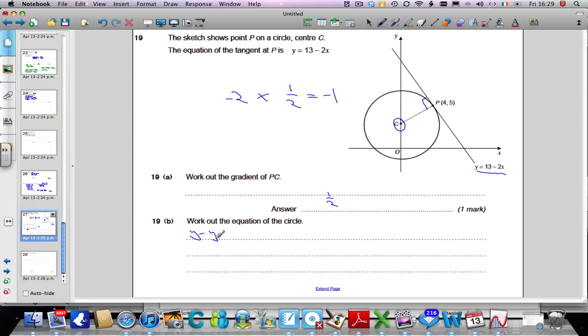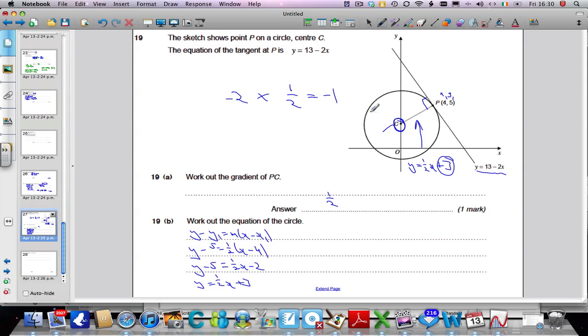So y minus y1 equals the gradient times x minus x1 will give me the equation of this line. So y minus, that'll be y1, so y minus 5 equals 1/2 times x minus 4. So that's x1. We get y minus 5 equals 1/2 x minus 2. So y equals 1/2 x, adding 5 to both sides, plus 3. So the equation of this line here is y equals 1/2 x plus 3. Now that means I now know the y-intercept is 3.